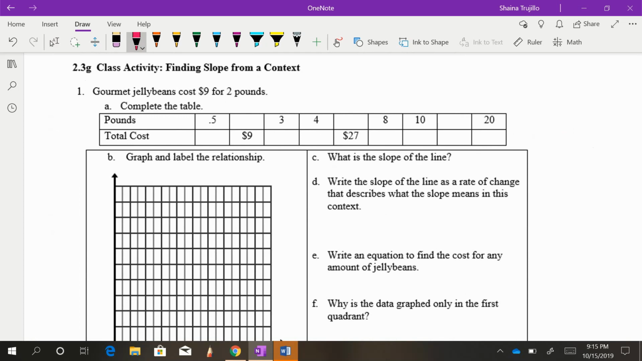Okay, so question 1 tells us that gourmet jelly beans cost $9 for 2 pounds. Part A wants us to complete the table. So the total cost is $9. I know that I just bought 2 pounds of jelly beans. Okay, to help me finish filling out this table, I need to find my unit rate.